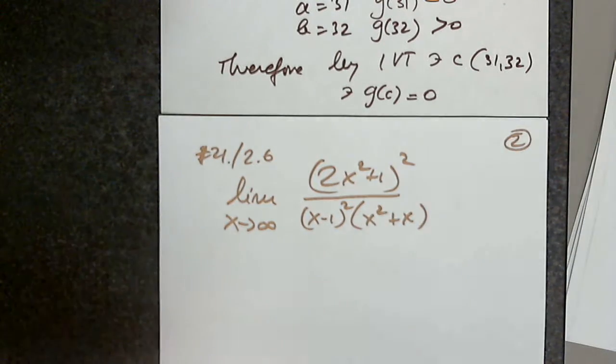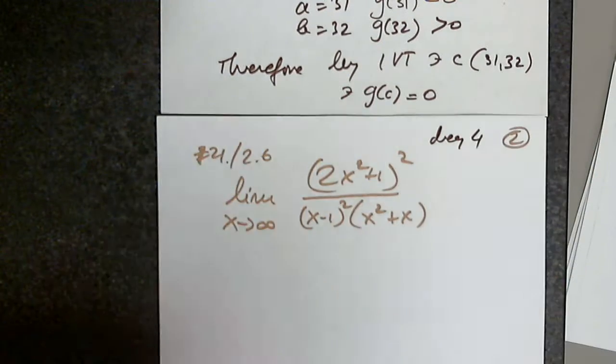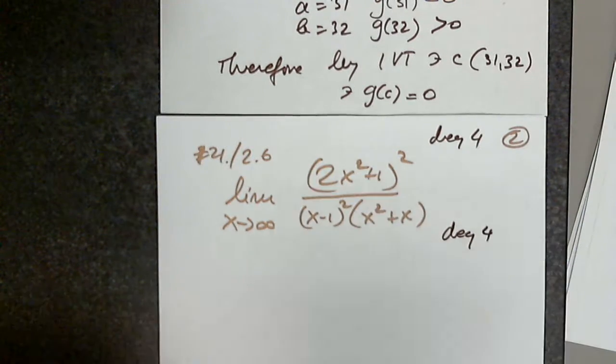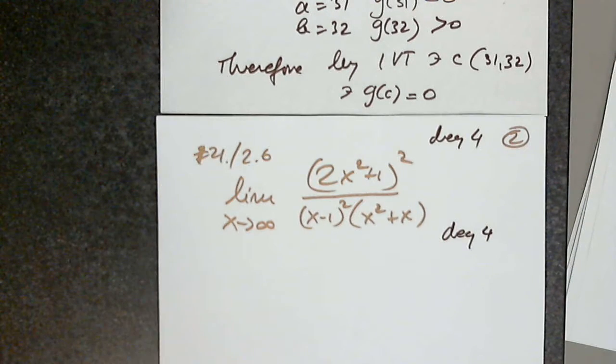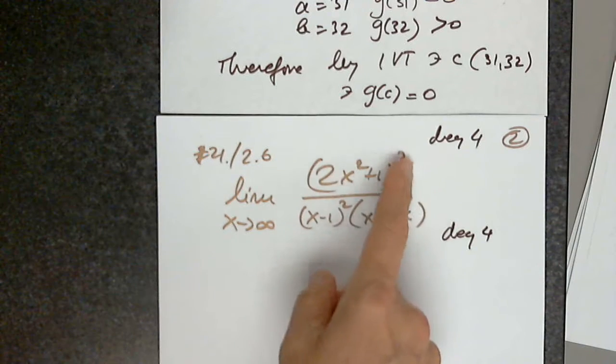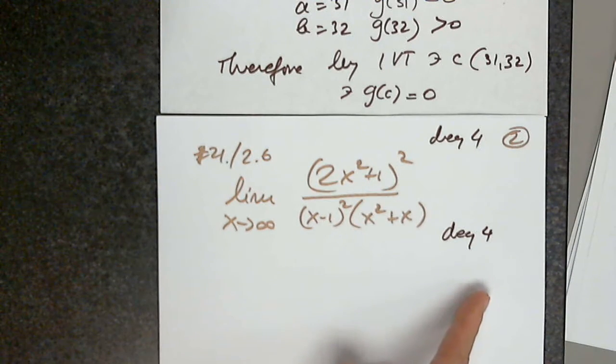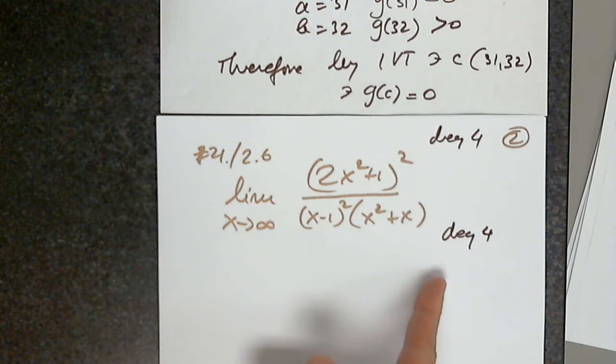4. Very good. The top has degree 4. What is the degree of the denominator? 4. Do we all agree with that? 2x squared squared is x to the 4th. X squared times x squared will be x to the 4th. Both have the same degree.